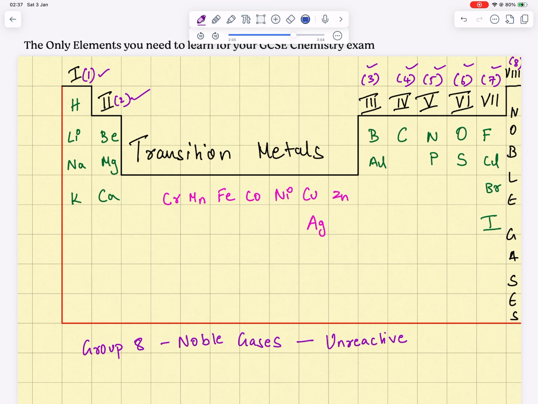Now, between group 2 and 3, you will see the transition metals. These are not drawn to scale in most diagrams, but examples you should recognize include iron, copper, and zinc.